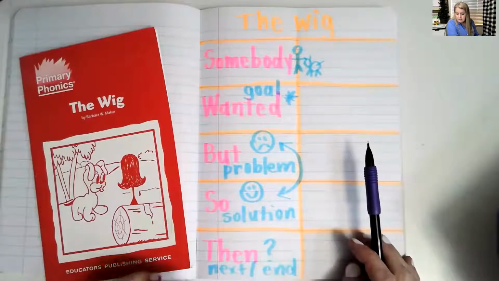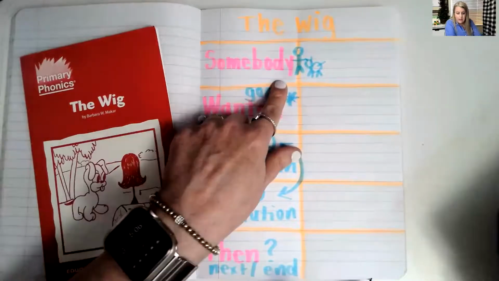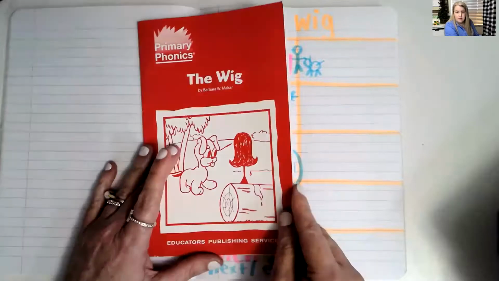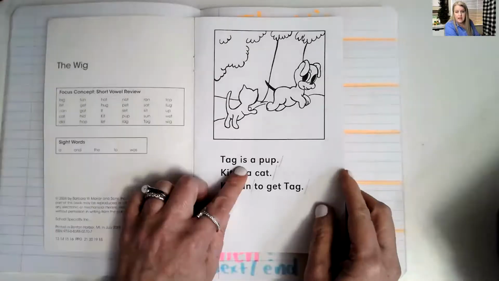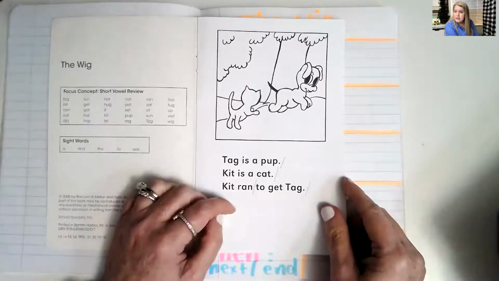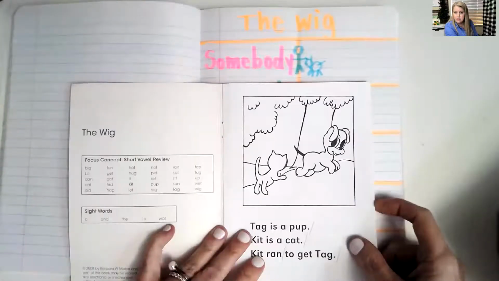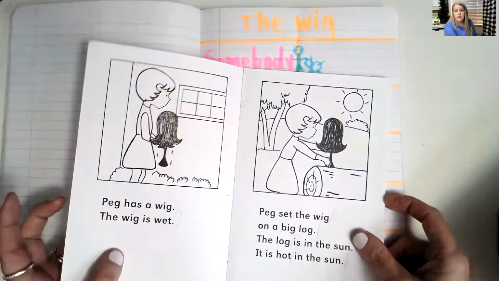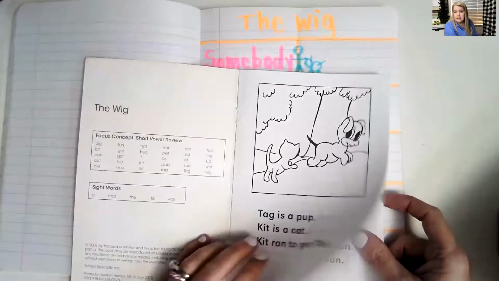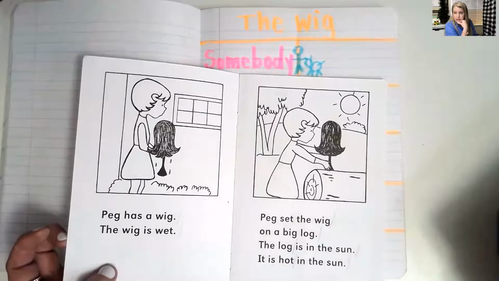So we have lots of somebodies in our story. Who were our characters? We had Tag. A lot of times I don't remember who's who, so we might have to go back and remember Tag was the pup. And we have Kit. Kit was the cat. And there was another character in our story. I might wait and see if I can remember who that somebody was. Oh, that was Peg. So we have Tag, Kit, and Peg. We have three characters we could be thinking about to write this summary.